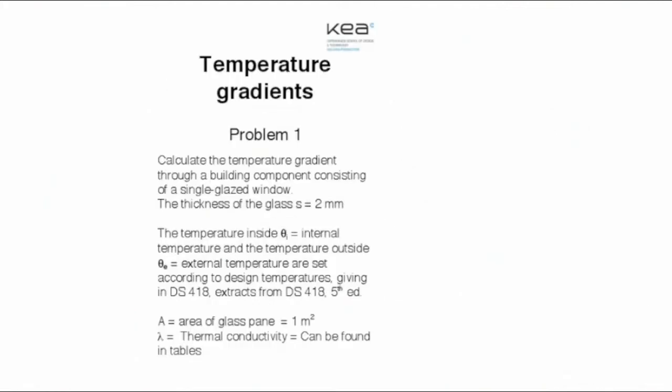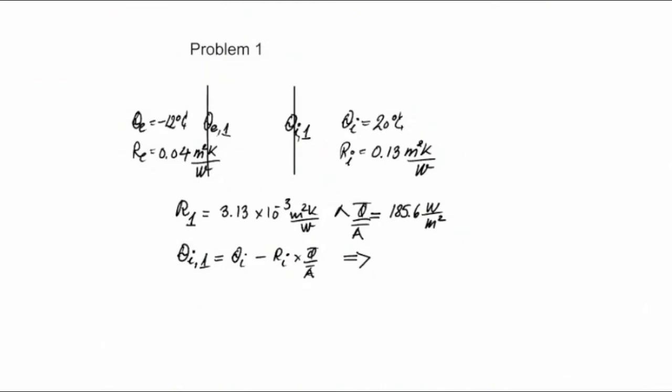Let's look at the problem we have to do today about temperature gradients. And as you can see, the problem we have to do this time is building upon the one you did last time with U values. So we still have a single glazed window, and the thickness of the glass is still 2 mm. I've been working a bit beforehand to write up the things we have to use to solve the problem.